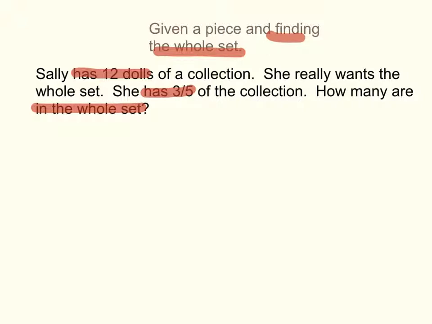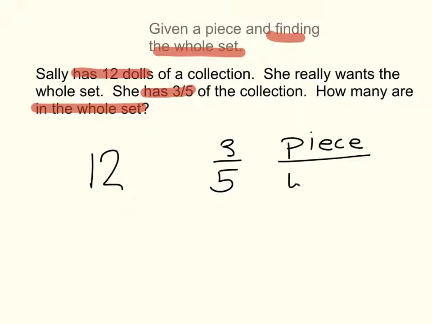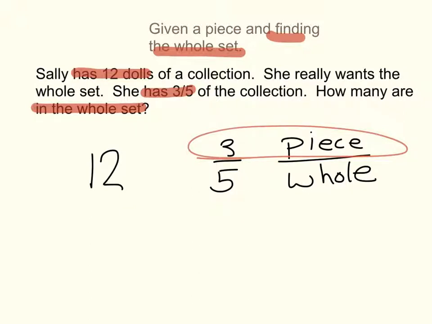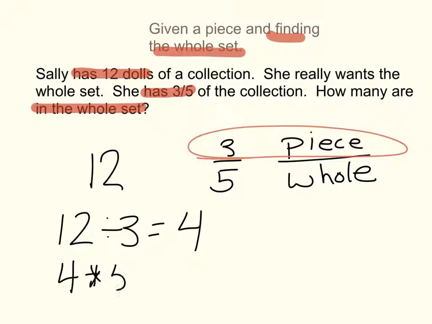So I'm going to write down my information of 12 and my fraction with a reminder that the numerator is the piece and the denominator is the whole, and I know that I was given the piece, so my 12 is represented by that 3. So I start with division. I'm dividing by 3 because I have the piece. And then I finish by multiplying by the other part of the fraction.